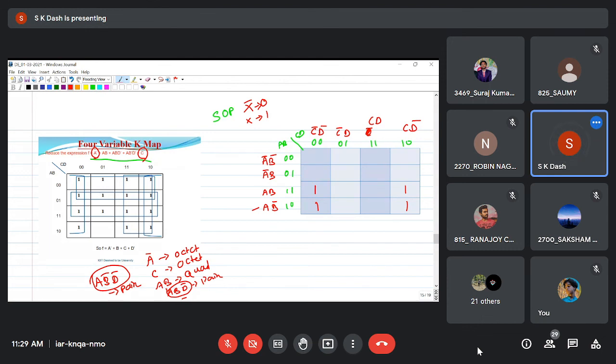Where is AB? Third row. So all third row values should be 1. Okay. Next, A bar. A bar needs to be an octet. So in any 8 adjacent cells, 1 needs to be present such that you will get A bar. So check.